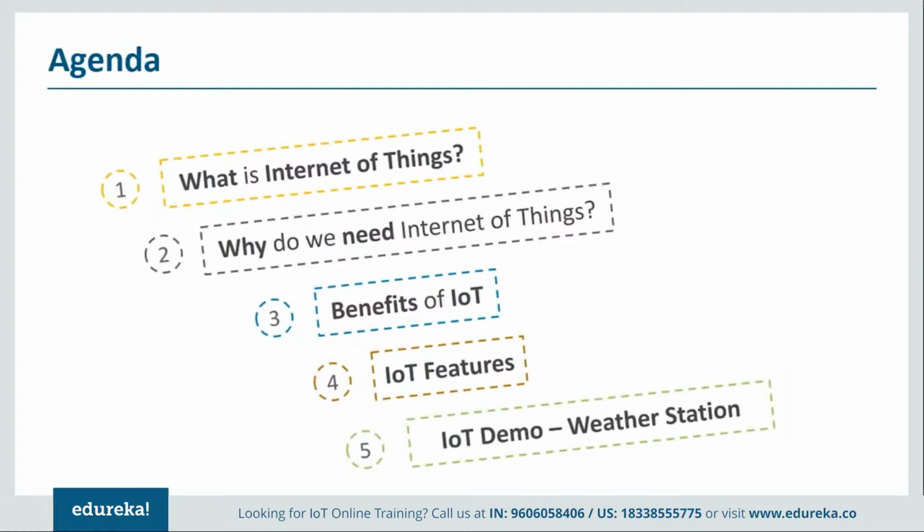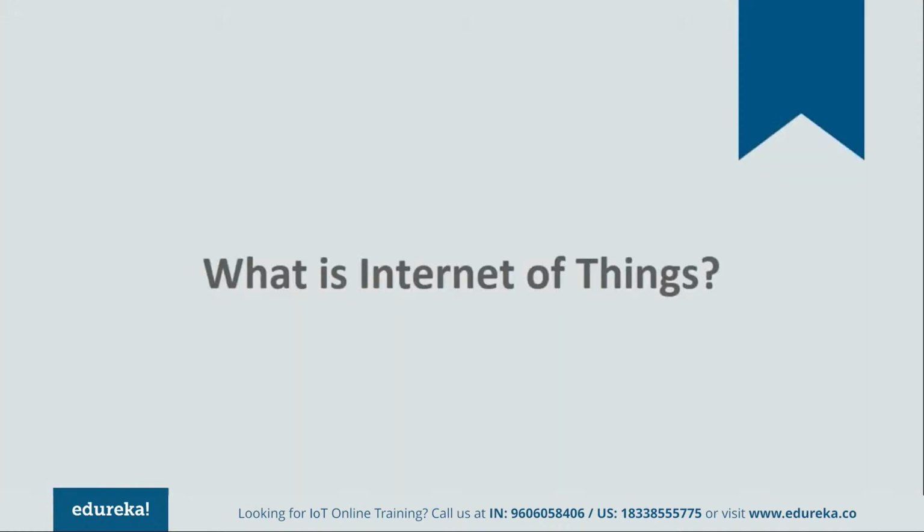And finally, we'll be moving on to the demo of this session, which is basically creating a weather station using Raspberry Pi. We'll mainly be measuring three things. We'll be checking the temperature of the environment, the pressure, as well as the humidity present. These are the three things that we'll be measuring using Raspberry Pi and another component known as Sense HAT. Okay, so moving forward, let's talk about the first topic of this session, which is what is Internet of Things.